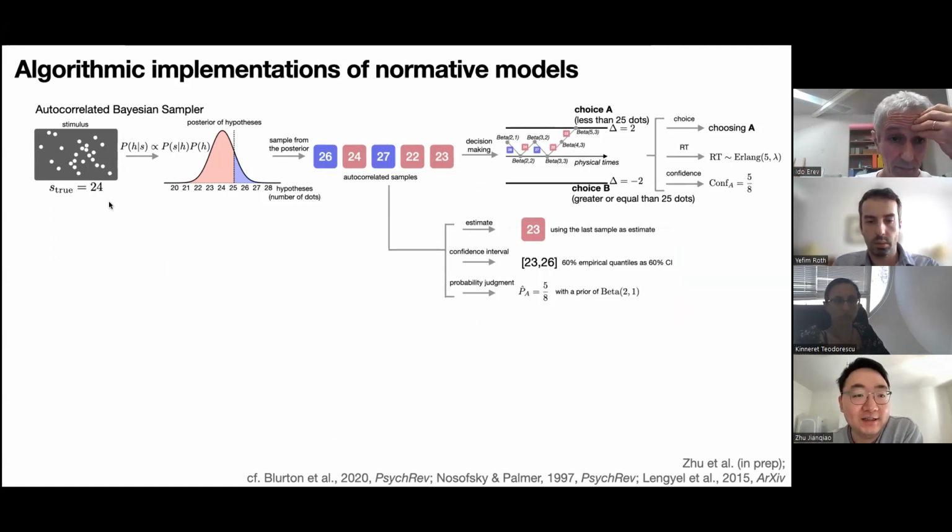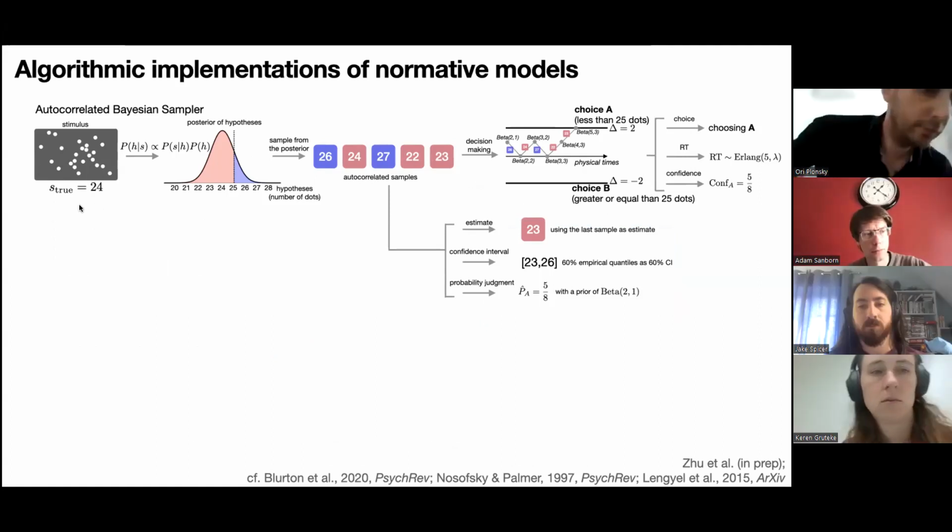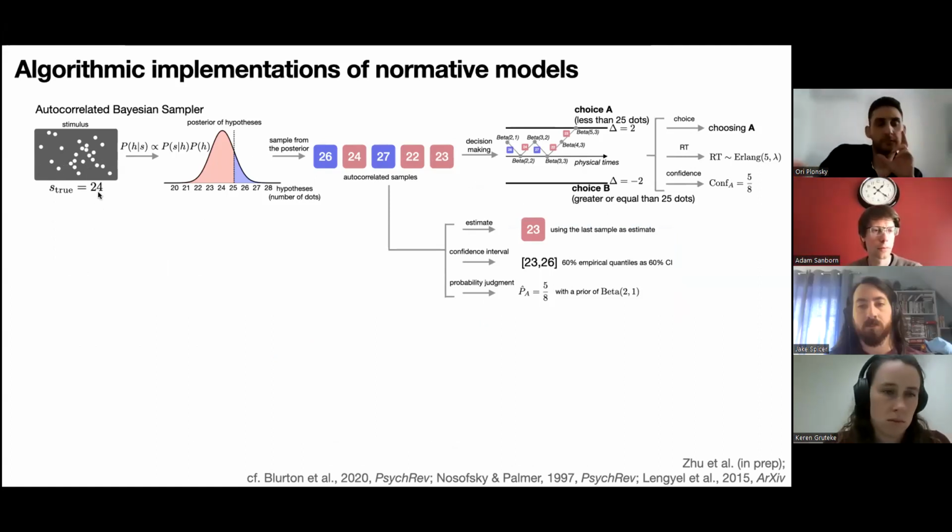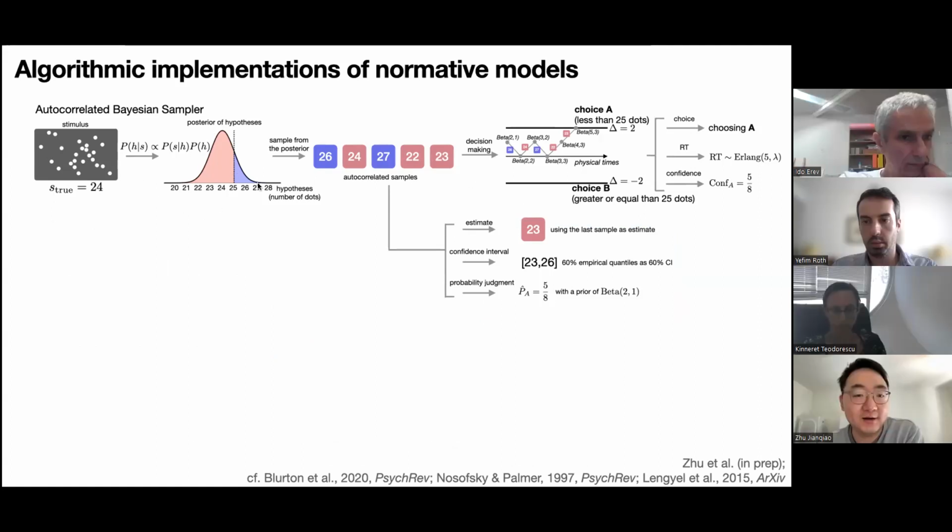And so coming back to these numerosity examples, we have 25 dots briefly appear on screen. And then internally, this could be a type of posterior over hypotheses. And in this case, we just assume a simple Gaussian distribution. And this hypothesis space is on the number of dots. So it could be a Gaussian distribution with the mean at 24.